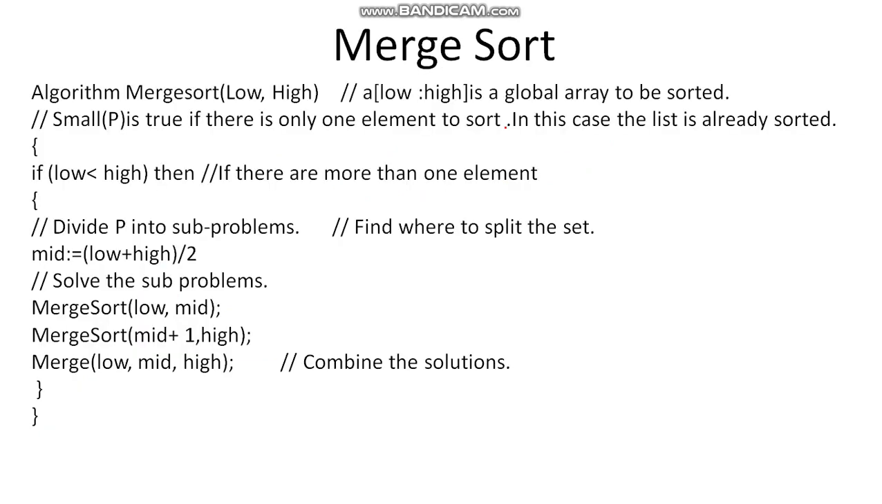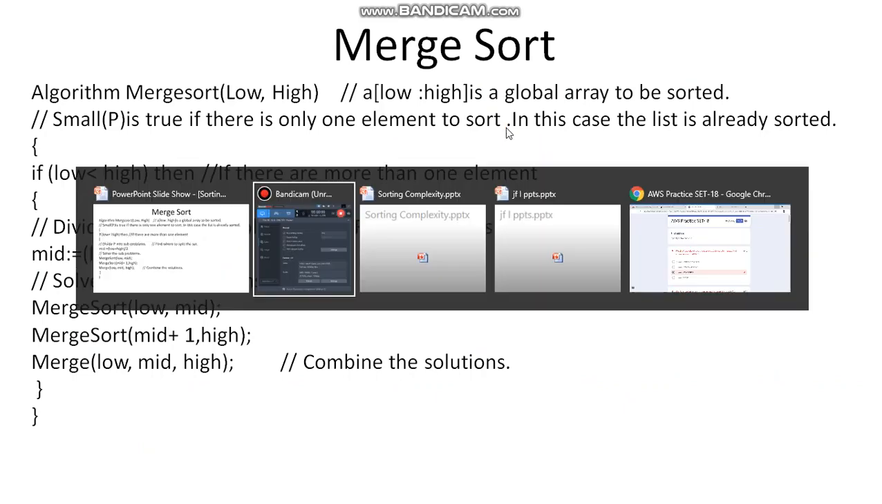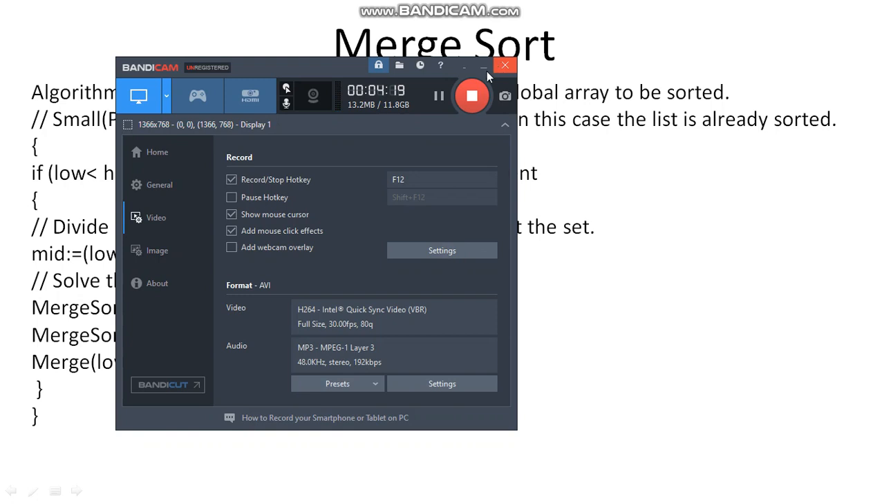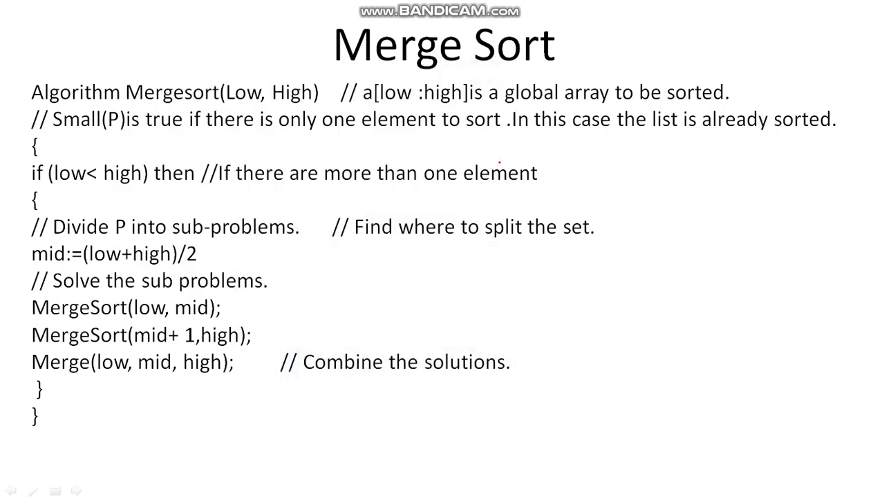So let us discuss how it works. Merge sort is a divide and conquer algorithm, and in this particular algorithm I am discussing the recursive version. If you are good with the iterative version, no problem, we can go with that. The only reason I am discussing this recursive version of merge sort is that it is easy to analyze.